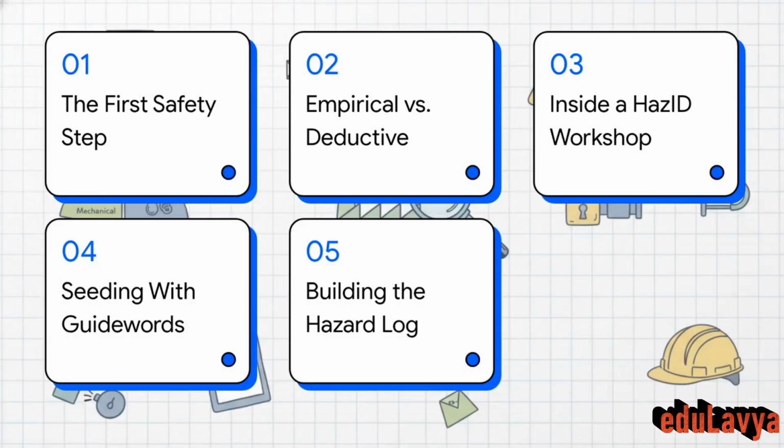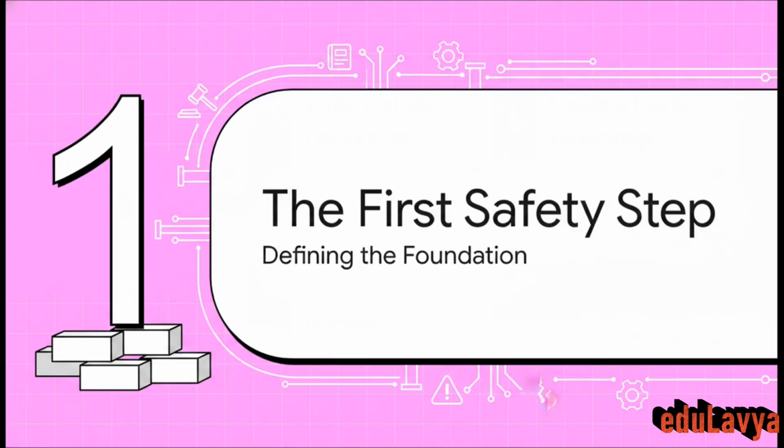Well, here's our roadmap to answer that. We'll start with the first safety step. Compare empirical versus deductive phases, step inside a HazID workshop, look at seeding with guidewords, and finally, wrap up with building the hazard log. All right, let's kick things off with part 1, the first safety step.